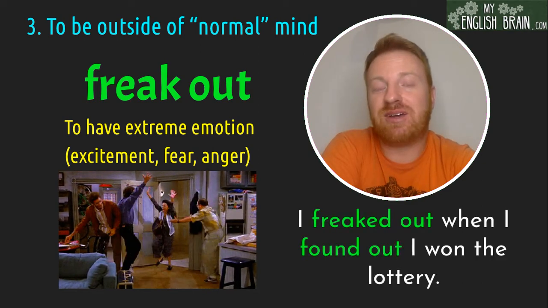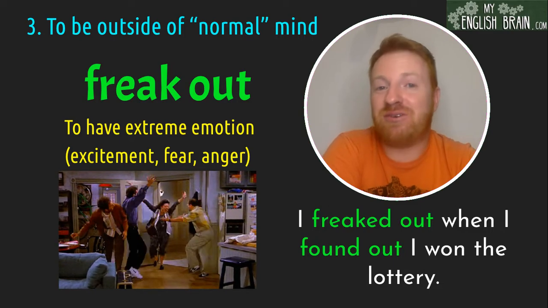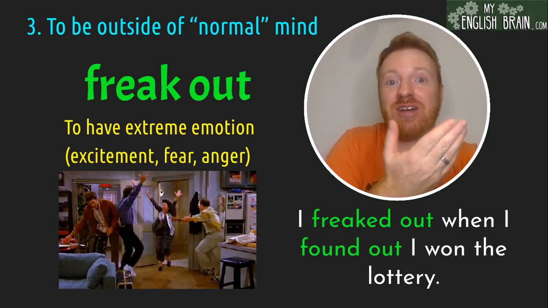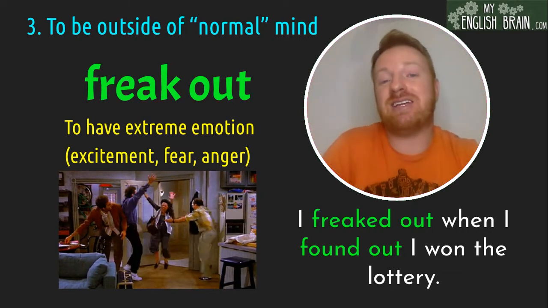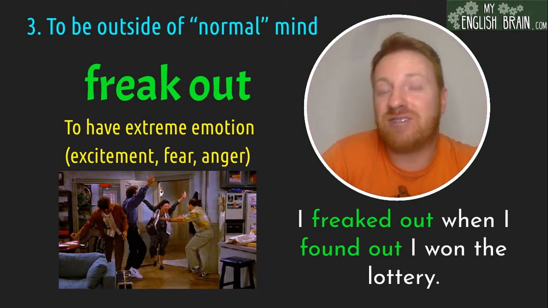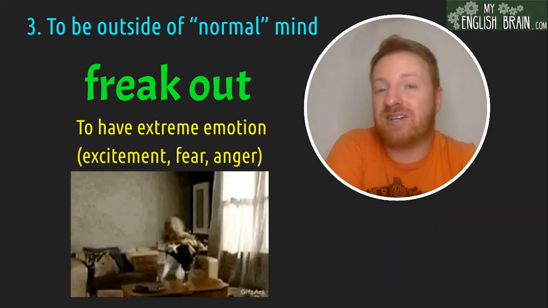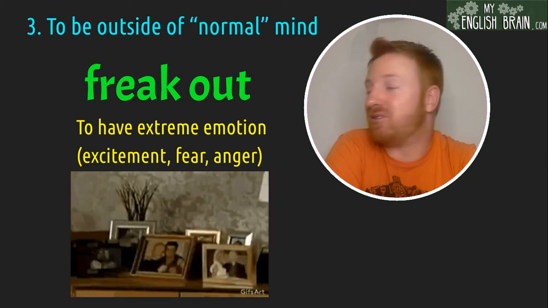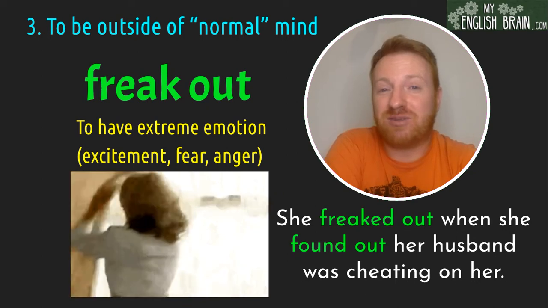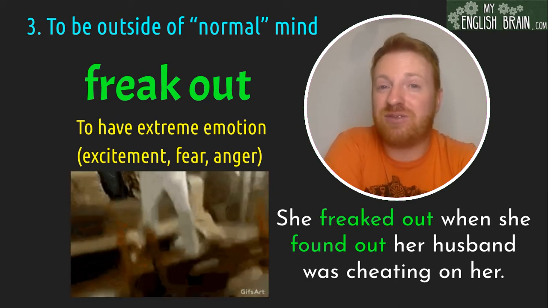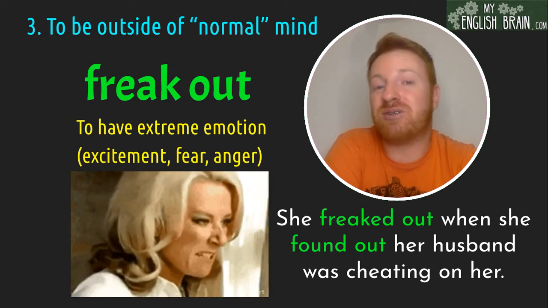In the example, I freaked out when I found out I won the lottery. Again, if you find out that you won the lottery, you're going to have an extreme emotion. You're going to freak out. The idea is that if you freak out, you stop having a normal mind or a normal emotion. Now, the context of freak out is very important. So in this next example, she freaked out when she found out her husband was cheating on her. Of course, if you find out someone is cheating on you, you're going to be extremely angry. You're going to freak out.